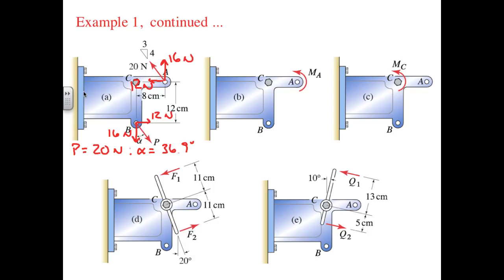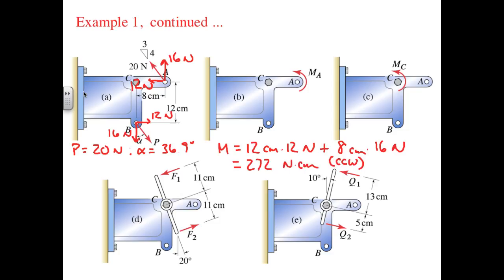The result is that M is equal to 12 centimeters times 12 newtons plus 8 centimeters times 16 newtons, and the result is 272 Newton centimeters.